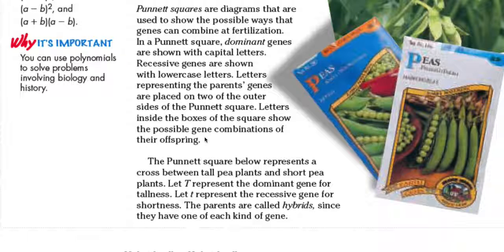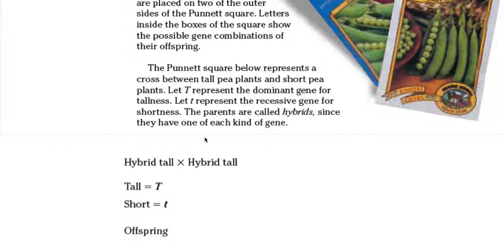Okay, the Punnett square below, which we're going to go to in a little while, represents a cross between tall pea plants and short pea plants, and we let T represent the dominant gene for tallness. Okay, and let lowercase t represent the recessive gene for shortness. So the parents are called hybrids since they have one of each kind of gene. Remember last year we called this heterozygous genes because they're not true breeding.